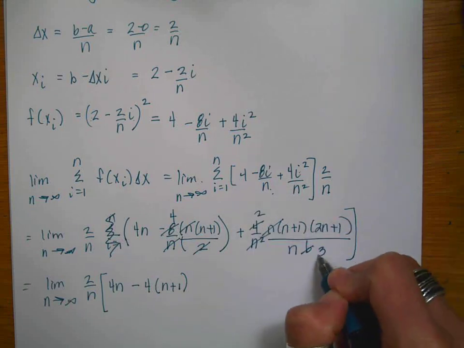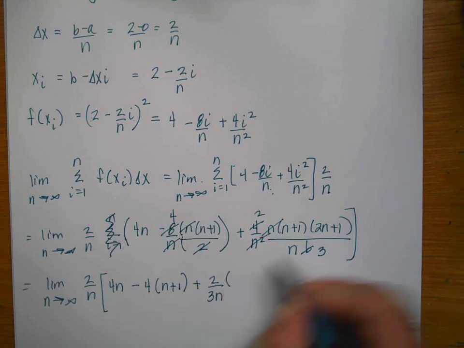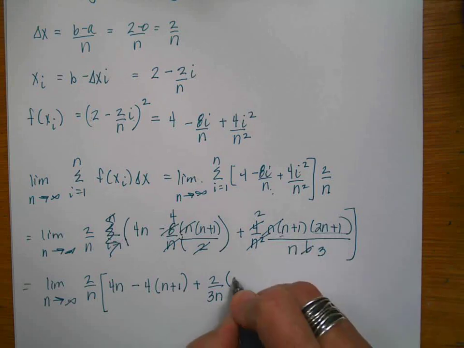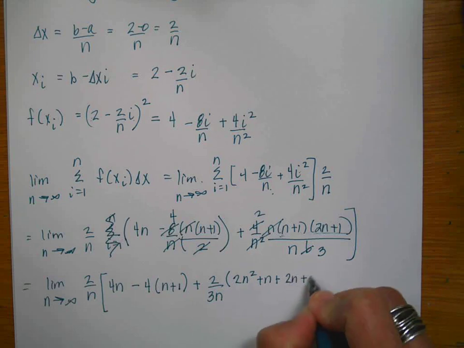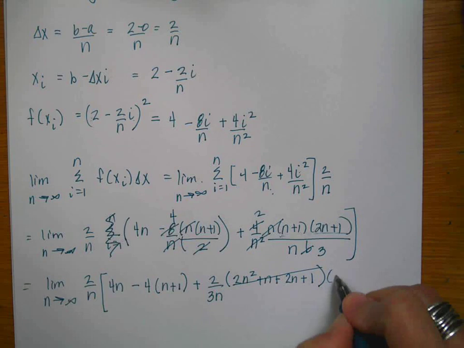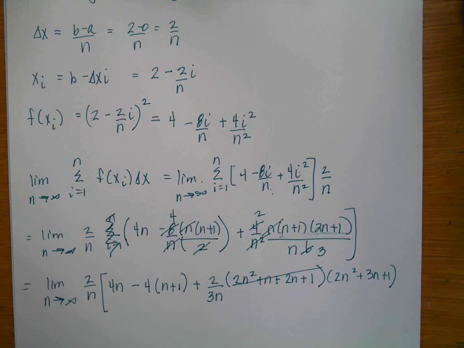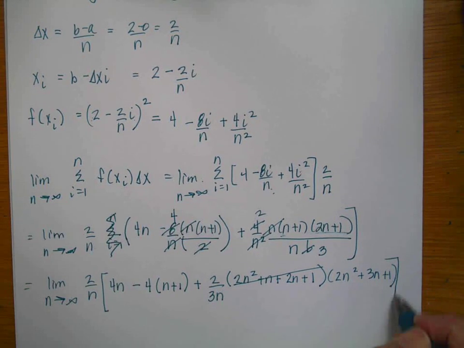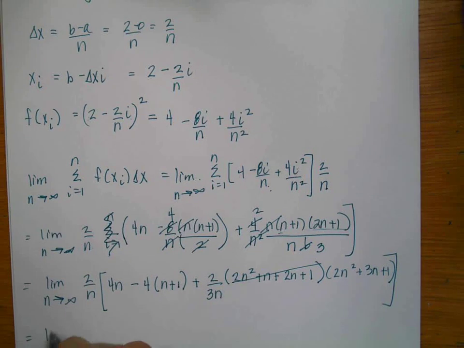And then this n goes into here, and I'm going to put that in there. And then 2 goes into this 2, 2 goes into this 3. So then I'm going to have plus 2 over 3n times, I'm going to go ahead and expand this piece right here, 2n squared plus n plus 2n plus 1, okay? Alrighty. And if I combine those terms, I'm going to get times (2n squared plus 3n plus 1), okay? All right.